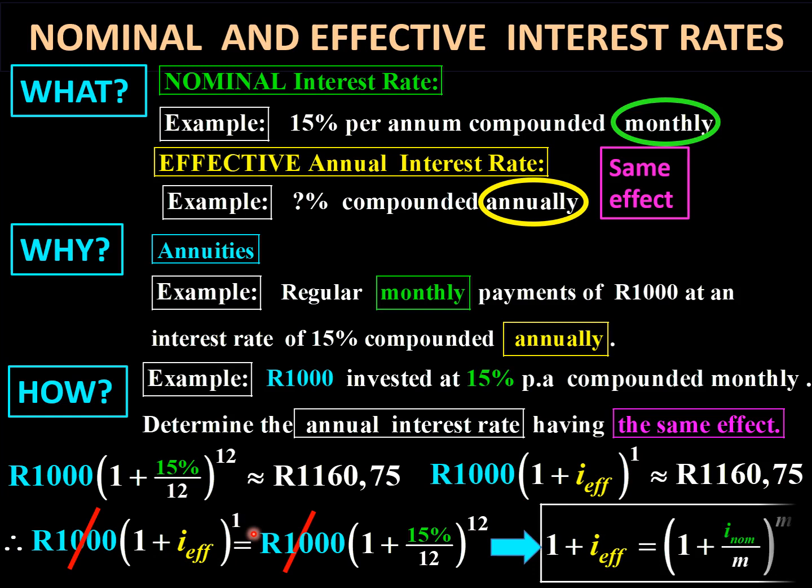So that gives me that part, and instead of 15% I have my nominal interest rate, and for the 12 I put my compounding period. If this was quarterly, I would have a 4 there and a 4 there. If this is semi-annually, I'll have a 2 there and a 2 there. If this is daily, I'll have 365 and 365. So this is what we'll use to convert from nominal to effective, or from effective to nominal.